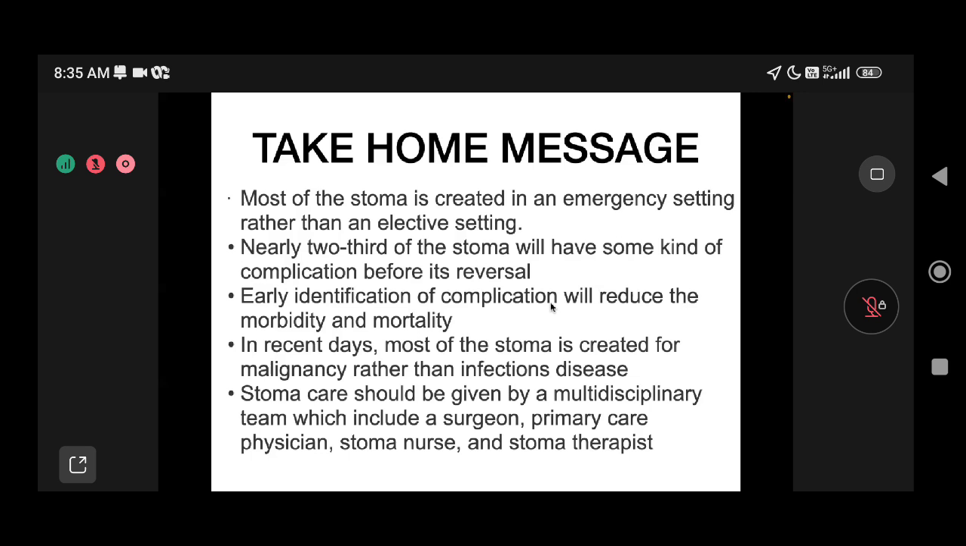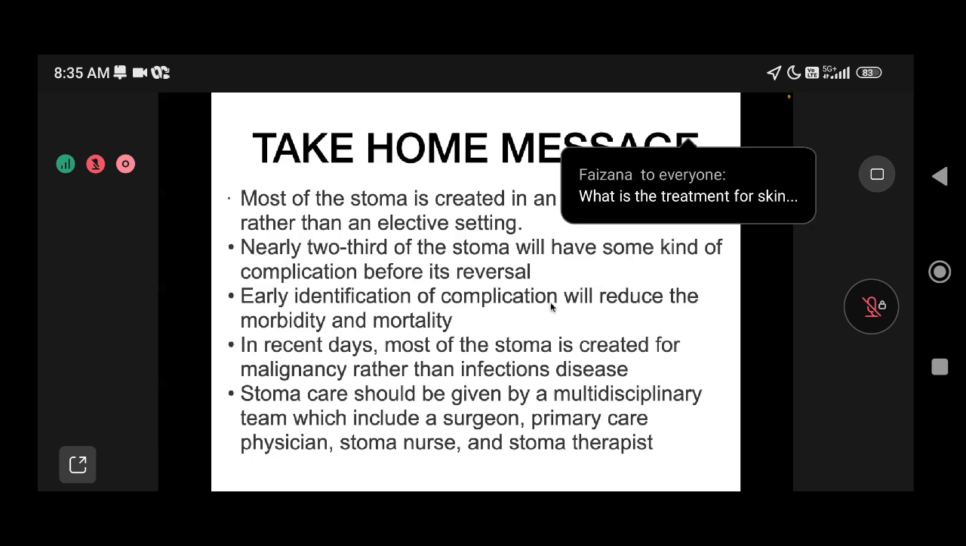Stoma care should be given by a multidisciplinary team, including the surgeon, primary care physician, stoma nurse, and stoma therapist.